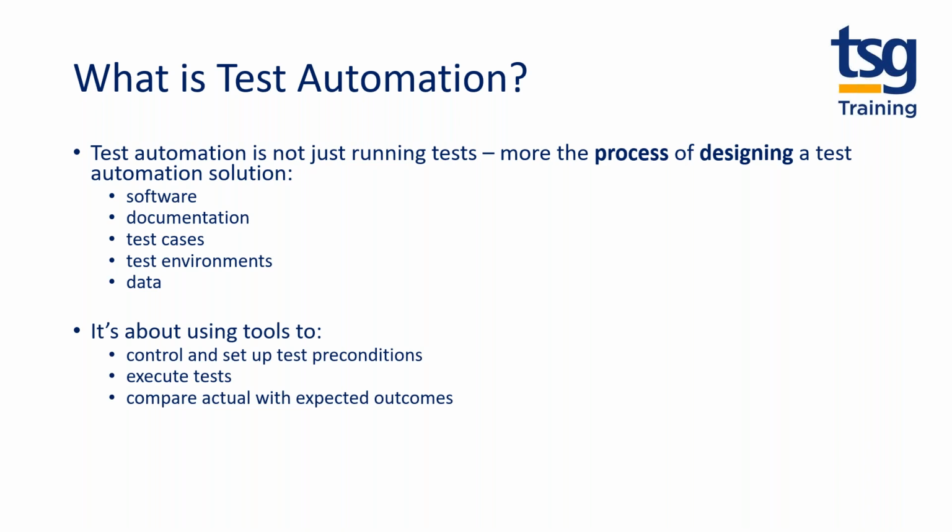Test automation is all about using tools to control and set up the test preconditions, to execute tests, and to compare the actual outcomes with the expected outcomes. In addition, you then have to implement the automated tests, monitor and control test execution, and then, of course, interpret the results using the automated logging and screenshots, and ensure that there are clear reports produced.